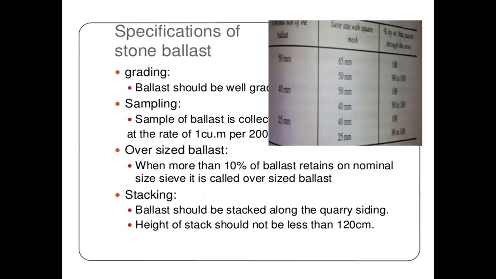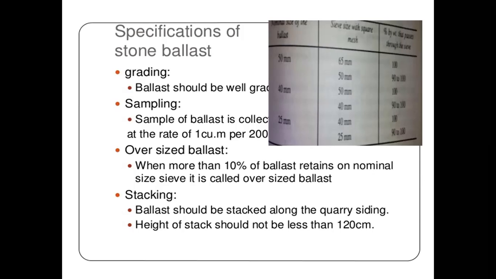Specifications of stone ballast. The grading. The ballast should be well graded so that it can be arranged in place to withstand the heavy loads of the locomotive. The sampling. The sample of ballast is to be collected at the rate of 1 cubic meter per 200.